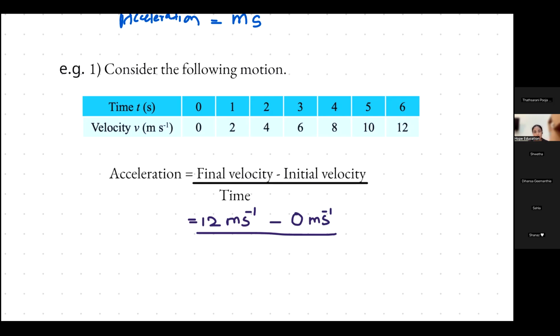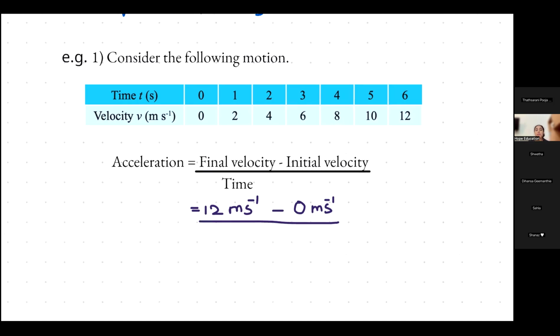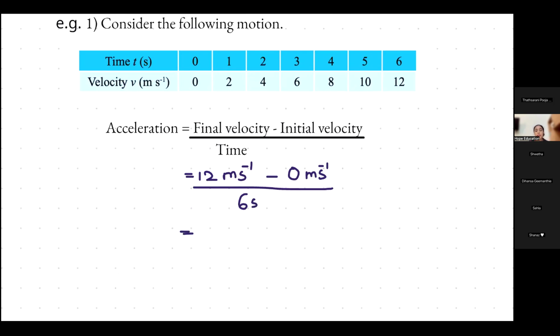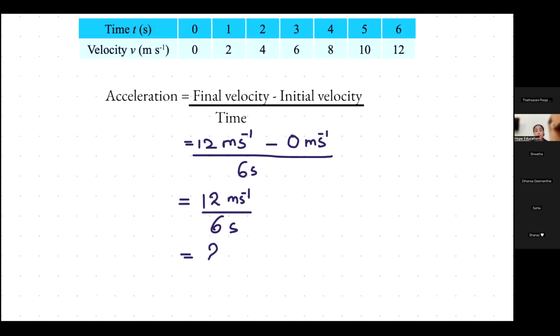Okay, miss. And the total time is 6 seconds. So the total time taken is 6 seconds. 12 minus 0 is 12 ms^-1. 12 minus 0 is the same as 12, right? So 12 ms^-1. Time is 6 seconds. 12 divided by 6, we get the acceleration as 2 ms^-2. 2 ms^-2. Is this clear?